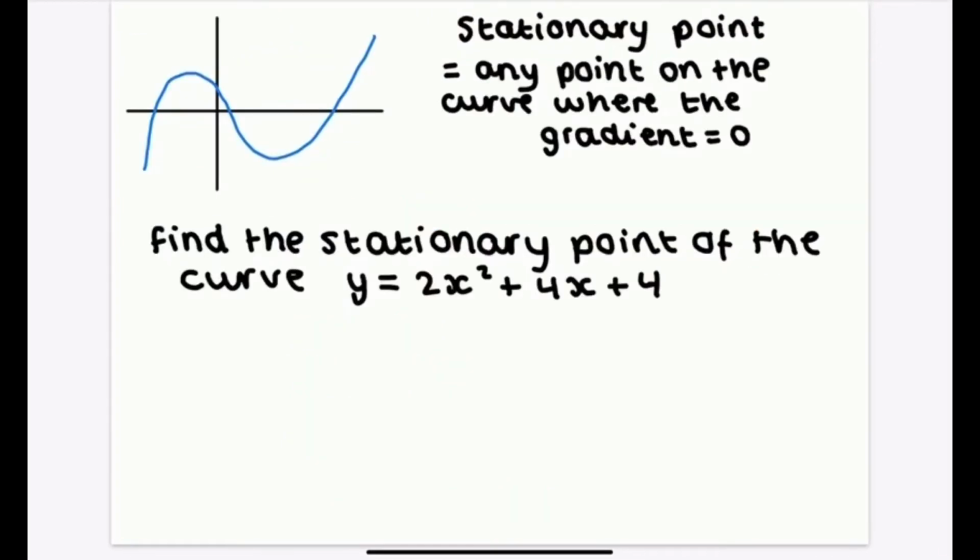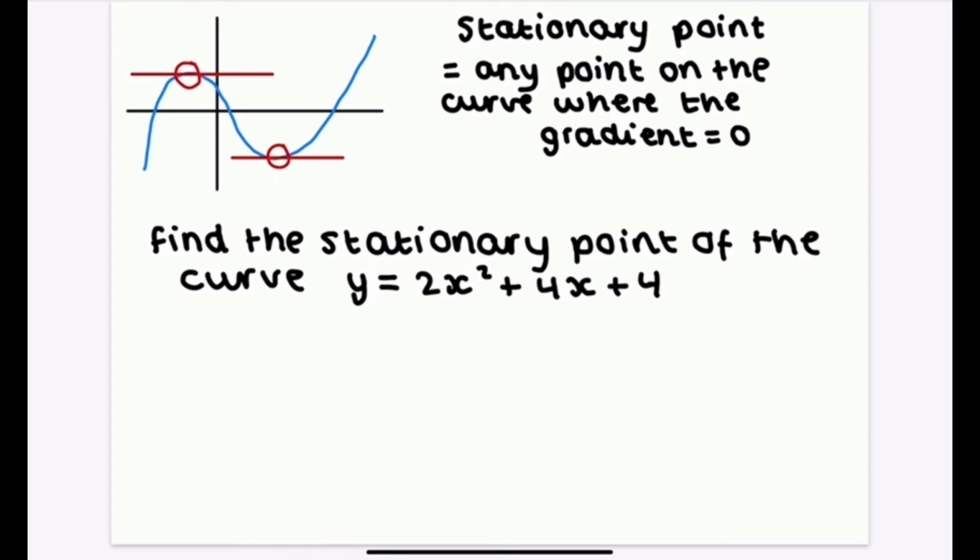For the last part of this video, I'm going to show you how to find stationary points of a curve using differentiation. So a stationary point is any point on the curve where the gradient equals 0. I've shown this in the diagram by drawing tangents to the curve, and as you can see, because they are parallel to the x-axis, they have a gradient of 0, so both of these points are stationary points.